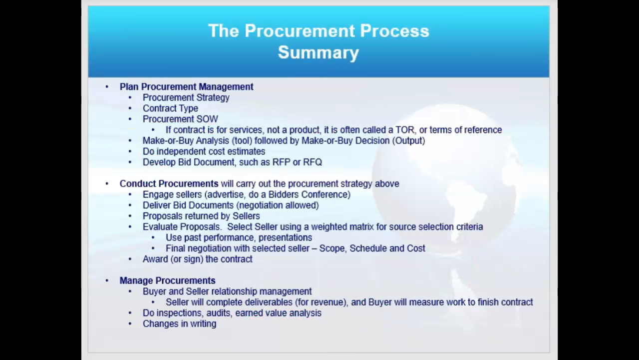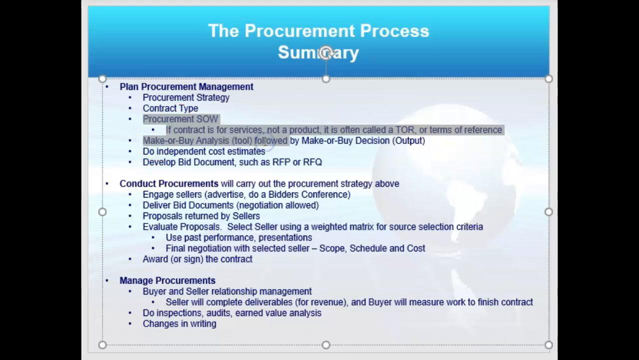Here's kind of a summary of the procurement process then. We have plan procurement management, just kind of a review in the middle of this. Then we're going to conduct procurements, which is going out, and then we're going to manage the procurement. So here's the thing. We're going to plan procurements, but in planning it, we're actually building a lot of the documents and making decisions already, like the make or buy analysis or decision, right? And we're going to go ahead and seek independent cost estimates.